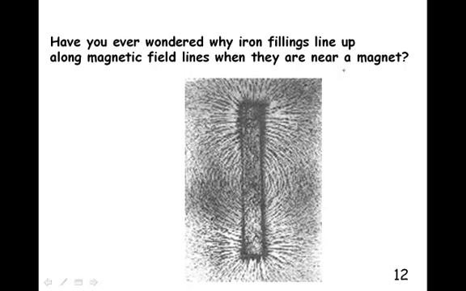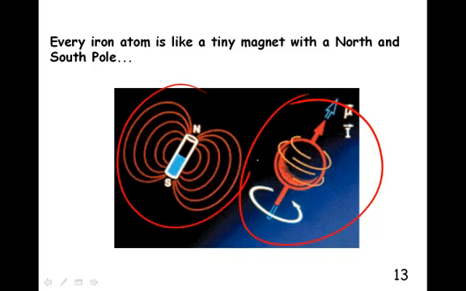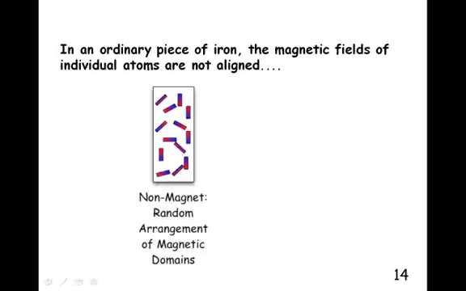That's good enough. Okay. Have you ever wondered why iron filings line up along magnetic field lines when they're near a magnet? Well, you'll know now. It turns out that every iron atom is itself a tiny little magnet with a north pole and a south pole. Every iron atom. And you can't split the atom to have just a north pole. You always have to have a north and south pole. We'll see why that is in a future show.